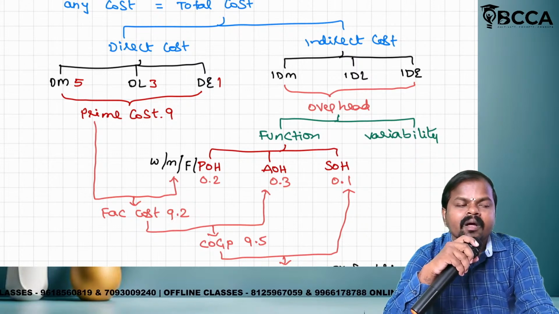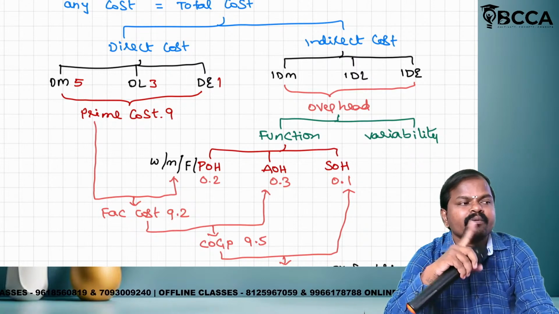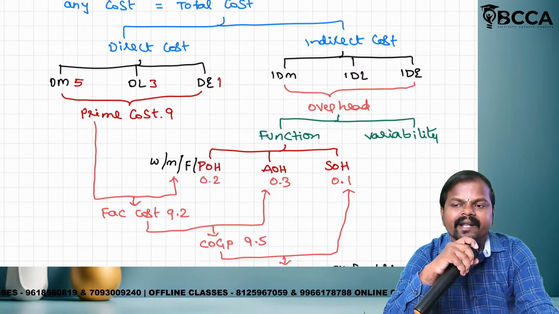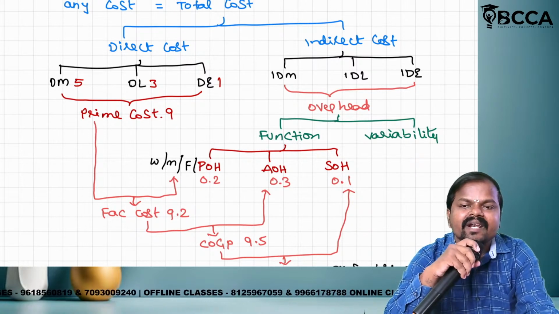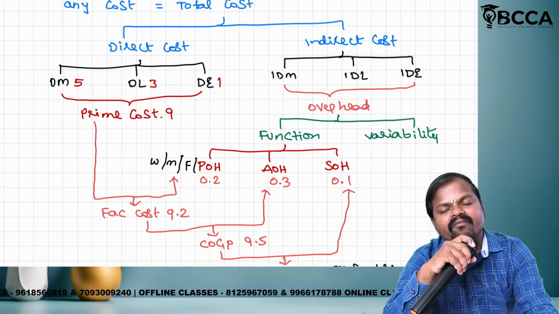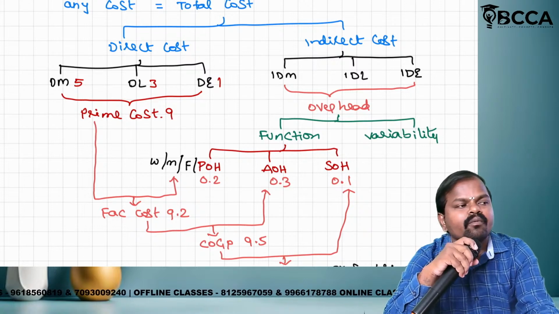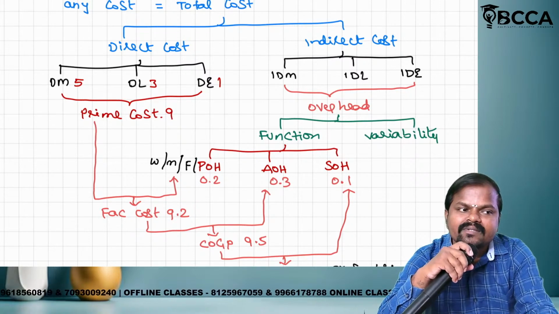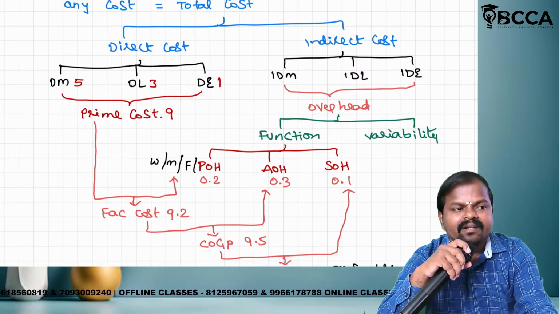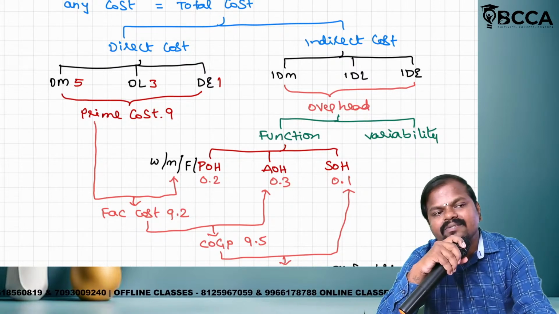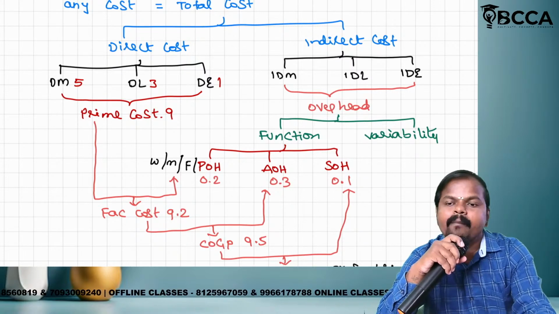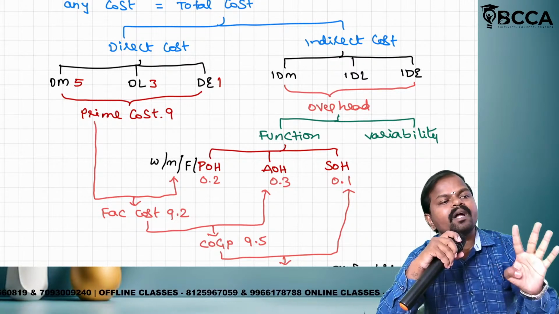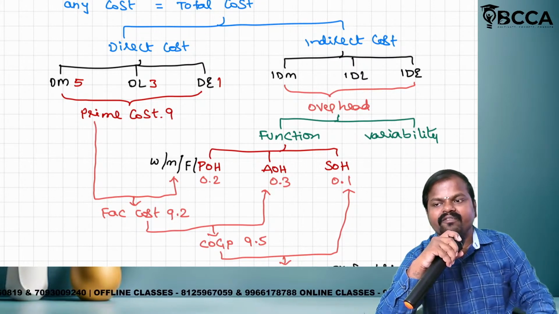POH full form is production overhead. AOH full form is administrative overhead. SOH full form is selling and distribution overhead. Is it right? POH is also known as factory overhead. Factory overhead is also known as manufacturing overhead. Manufacturing overhead is also known as works overhead. Four terminologies are there, alternative names for POH.